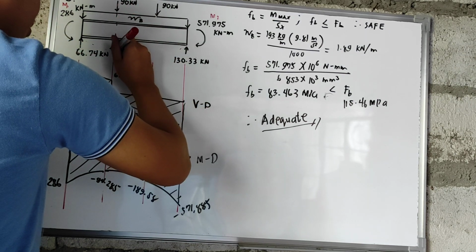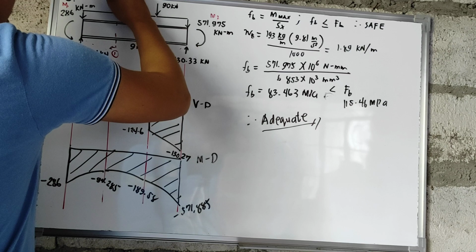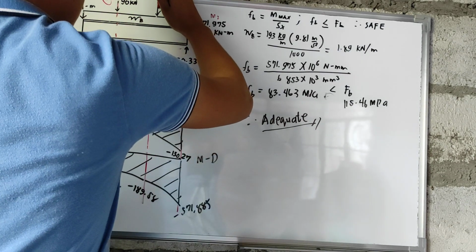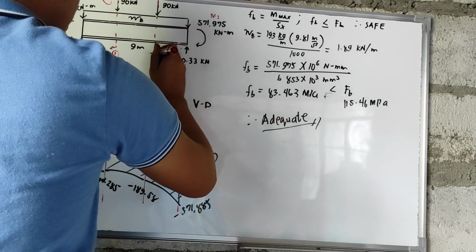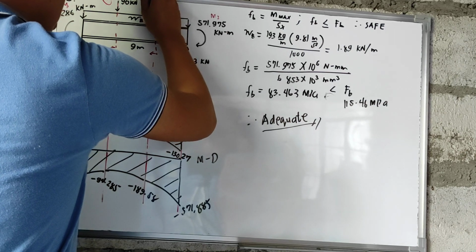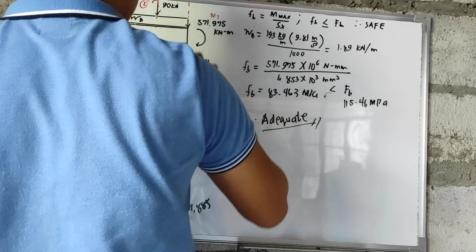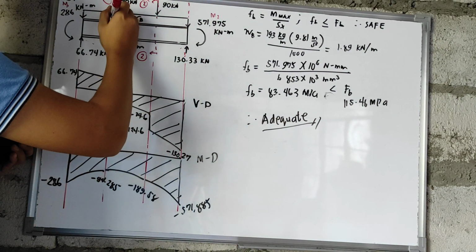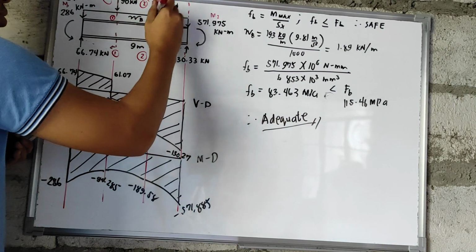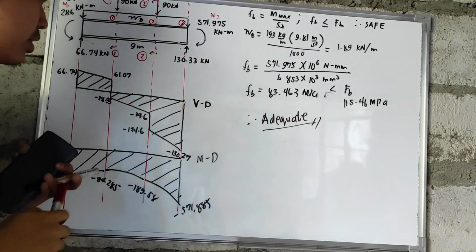Sabihin natin that is 1, 1. Susunod is 2, 2. Tapos dito naman sa last naman. So we have 3 sections. Etong 1, etong 2, etong 3.